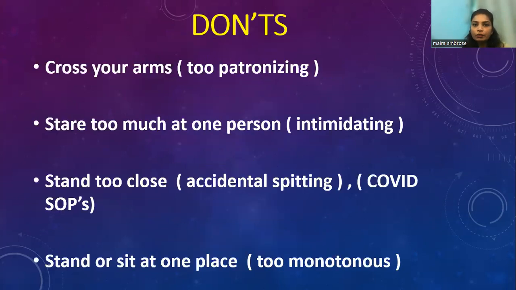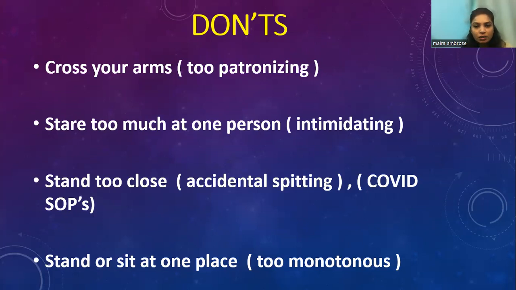What you shouldn't be doing in the classroom, the don'ts. Cross your arms: it is too patronizing. It is showing that I am the boss. Yes, being in the classroom as a facilitator, you have the authority, but not in a wrong way, not in a negative way. So when you cross your arms, it gives a message that it is too patronizing, too bossy. Stare too much at one person: don't do that. It is very intimidating.